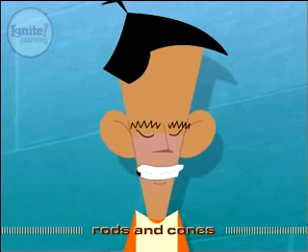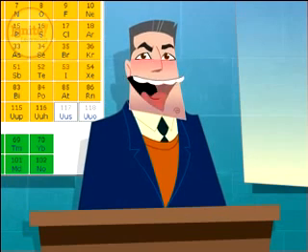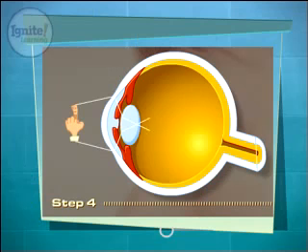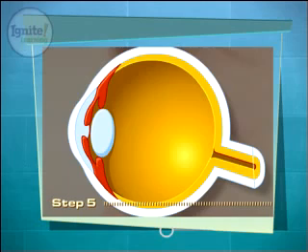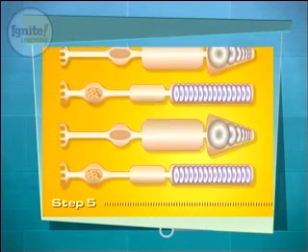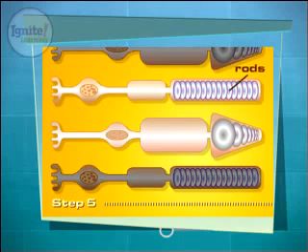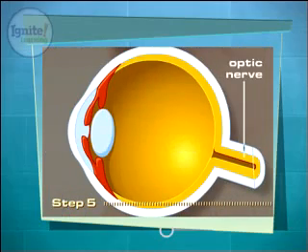What about rods and cones? They're located in the retina. Due to the refraction of light from the cornea and the lens, the image projected on the retina is inverted and reversed from left to right. After passing through several cellular layers, the light reaches the rods and cones. Rods and cones convert light energy into electrical impulses, which eventually reach the optic nerve.